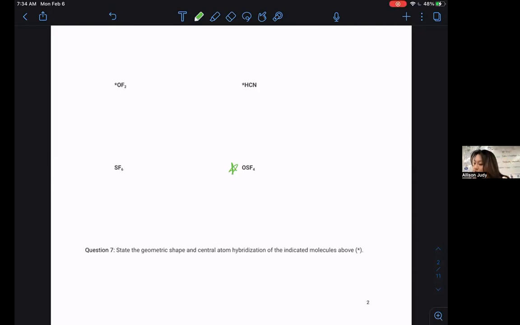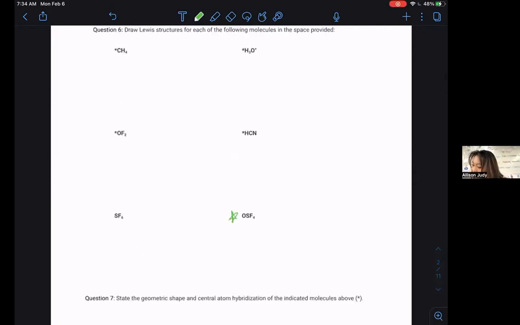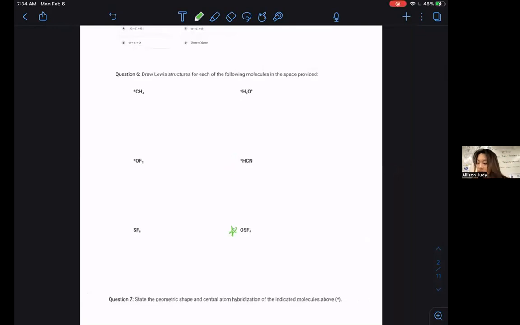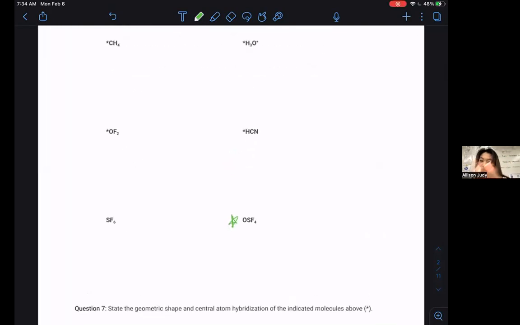All right. So page 2, I'm just going to do one example in question 6. I chose OSF4. That actually has a unique name to it, so I'm not even going to tell you the name. It doesn't really follow standard rules. It follows a different naming rule called the IUPAC system. Don't worry about it.